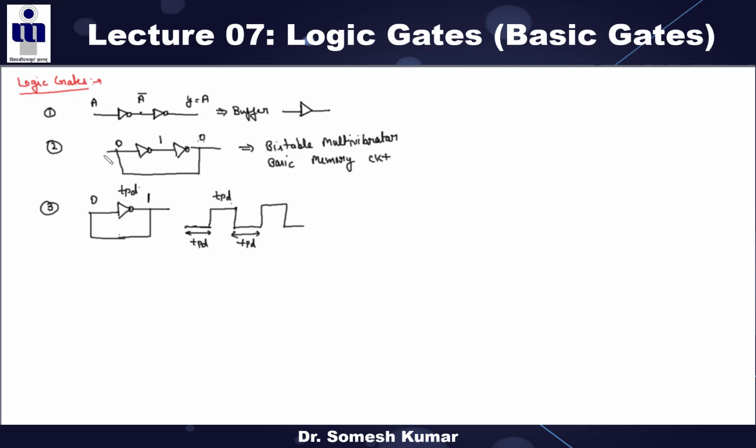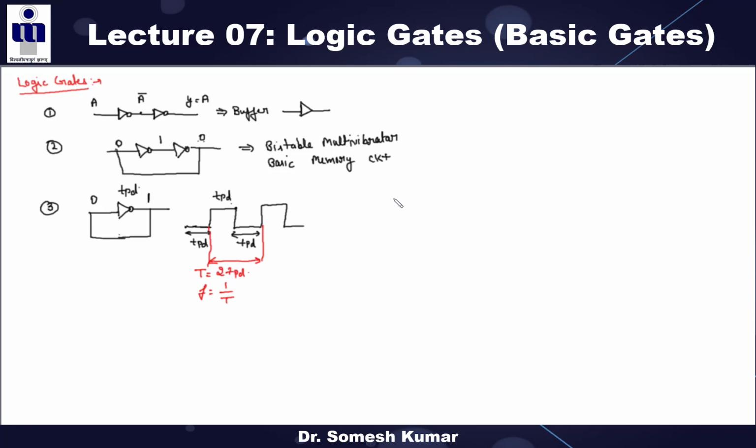What is the time period of a square pulse? The time period for this square pulse is this, right? This is your 2 TPD. And what is the frequency? If I ask the frequency, what is it? This is the time period of the pulse, so the frequency becomes 1 upon T, right?